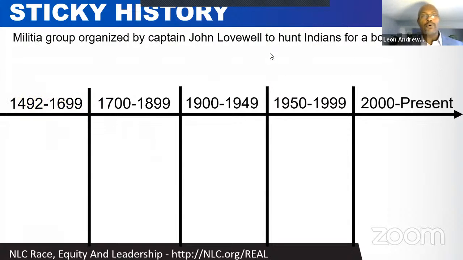This was a militia group organized by Captain John Lovewell to hunt Indians for a bounty. Hunt Indians. What year did that happen? This militia group being formed by Captain John Lovewell. Give you a second.